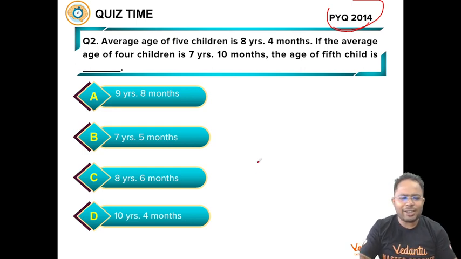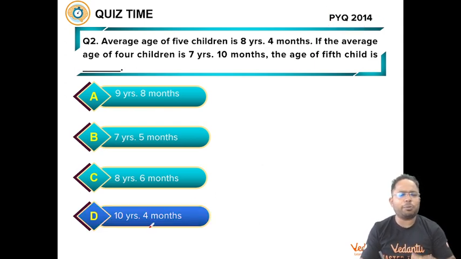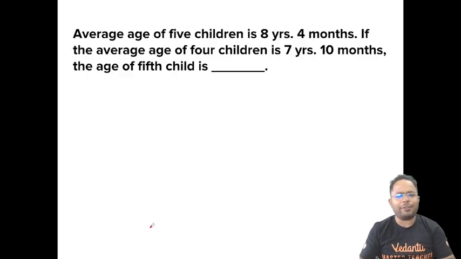Alright, shall I then look? Let's look into the answer. Yes, it's once again the D option, 10 years, 4 months. How? Let's see. If you have got it, very wonderful. If not, let me explain.